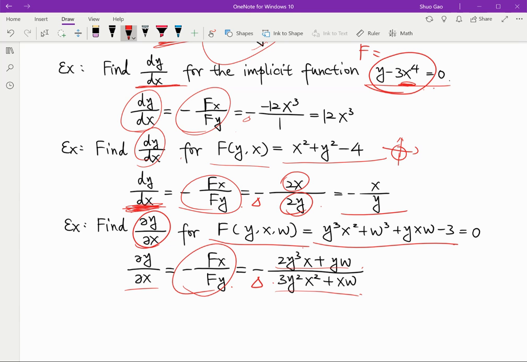So this is how we find the derivative of y with respect to any x, which is an independent variable, in the implicit function form. Even if y is not a function of x, we can still find the derivative this way.